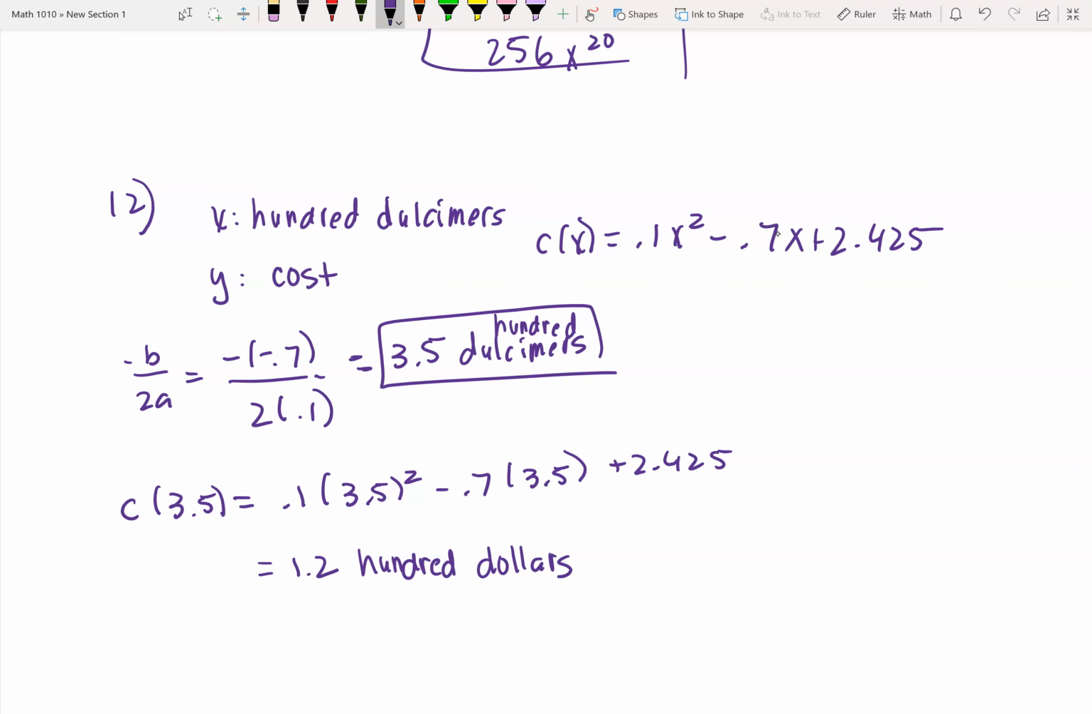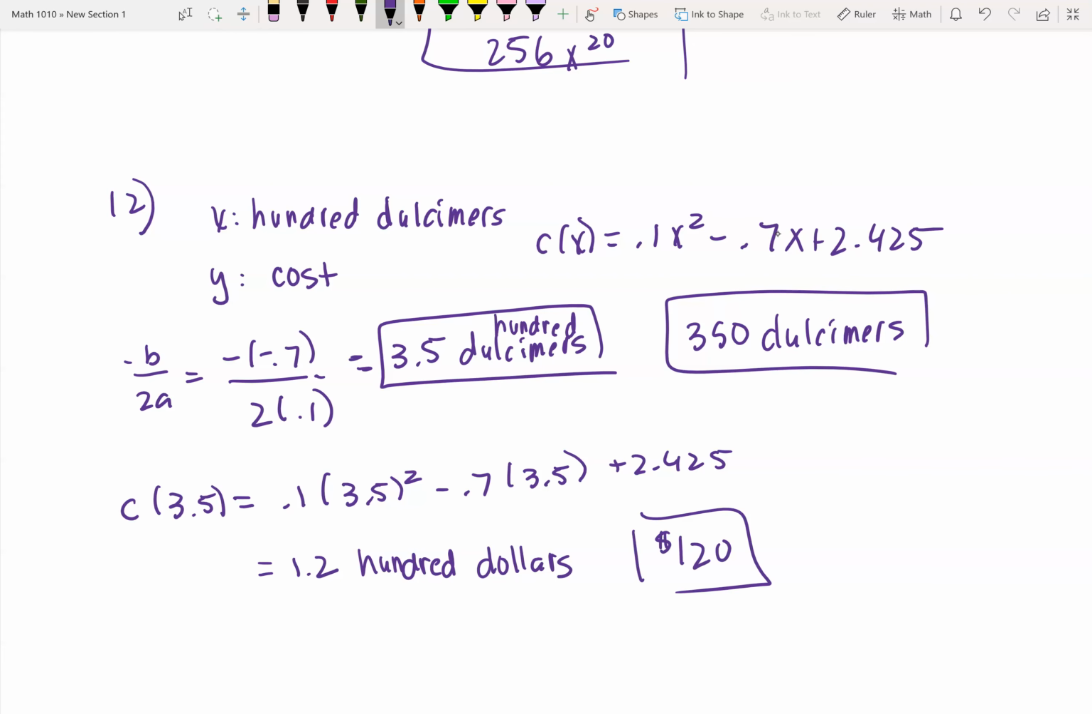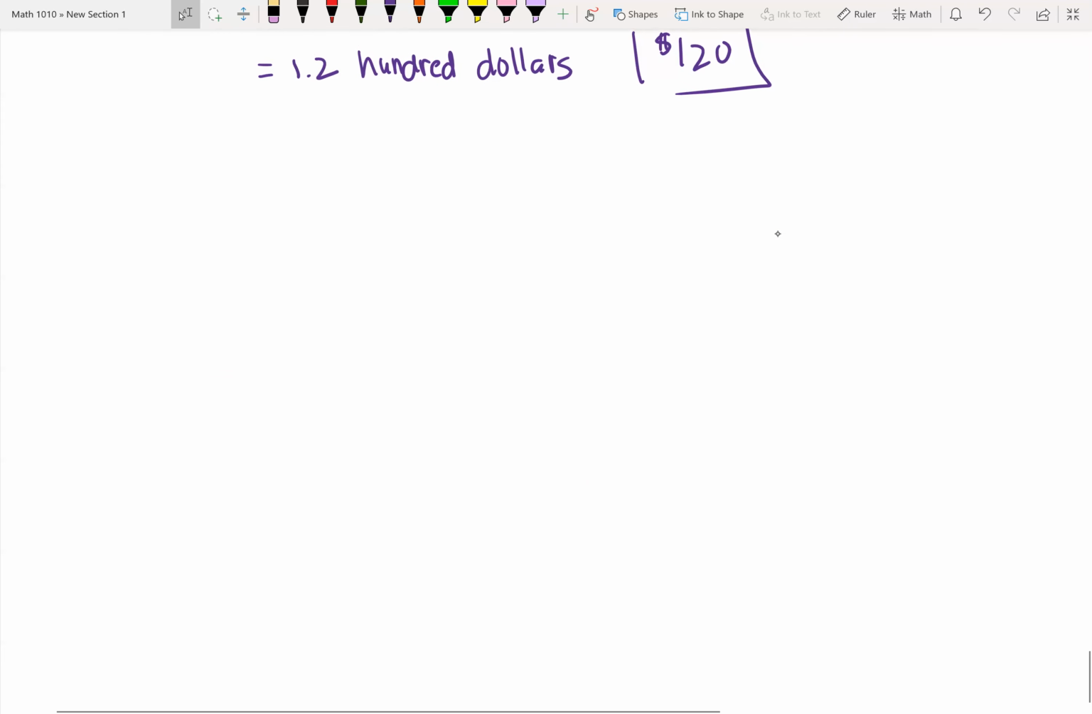So basically what you're going to do is take that 3.5 and you times it by 100, which gives you 350 of the items. And you can just plug it in as a 3.5. You should plug it in as a 3.5. Then 1.2 times that by 100, and you get 120. That's it. Okay?